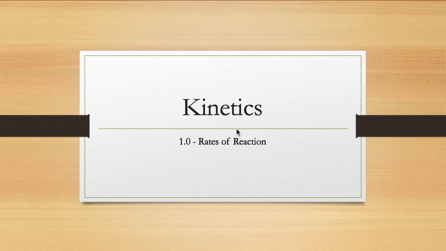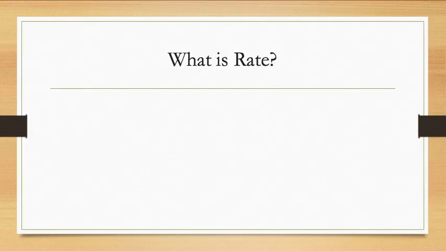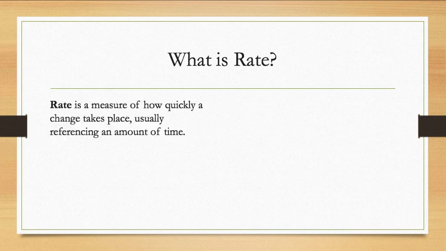So, what is the rate of a chemical reaction? That's a good place to start, and we'll start off with a more physicsy definition of it. More broadly, rate is a measure of how quickly a change takes place. It's usually related to an amount of time, but it doesn't necessarily have to be.